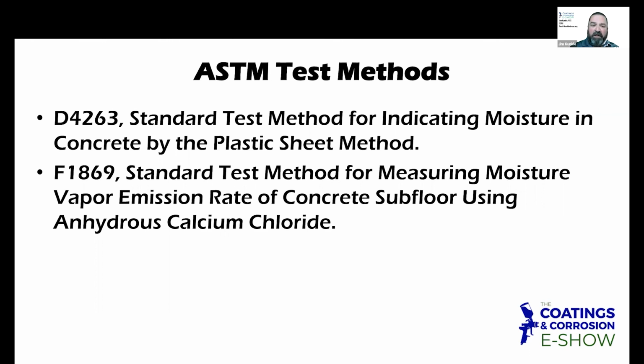The other ASTM method is the F1869, where you're using calcium chloride. How the calcium chloride test works is that you have a container of calcium chloride. You weigh it prior to putting it in the area that you want to test. It has an opening on the top that allows the moisture and the air and the atmosphere to interact with the calcium chloride. But then you put down a plastic container, tape it down, and come back after a predetermined amount of time. Then you take off the cover and reweigh the calcium chloride container and see what the weight difference is. And that can give you a very good indication of exactly what range of moisture you're dealing with. Again, these test methods are really just a snapshot in time.